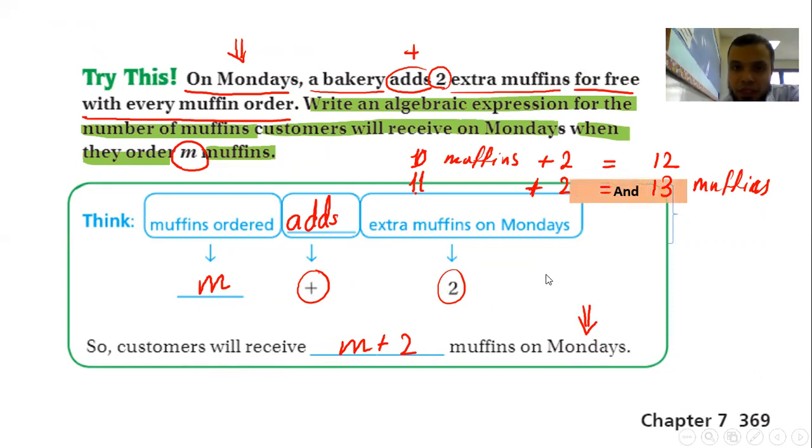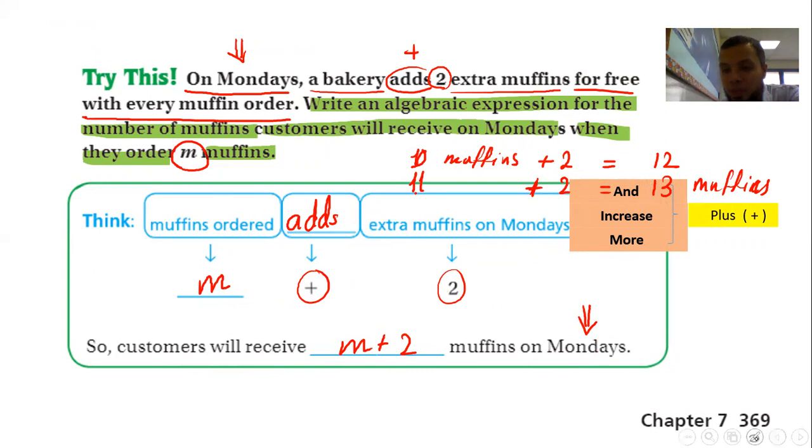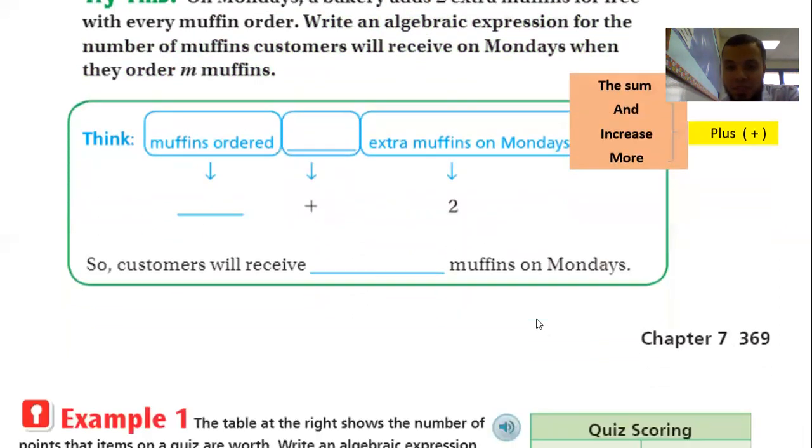I think so. Don't forget the word and. The word increase, the word more means plus. You can add to them the word add that we use here. The word add that we use, we need to put it with this group. It means plus. It means what? Plus. Okay. And the sum, the same thing, means plus.